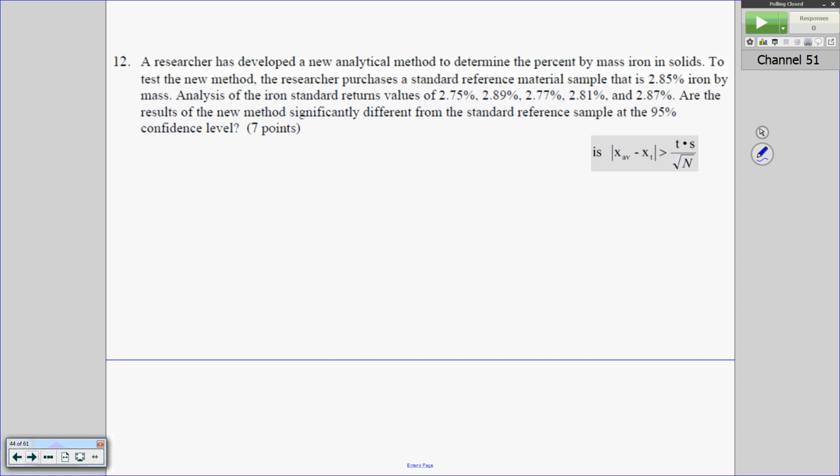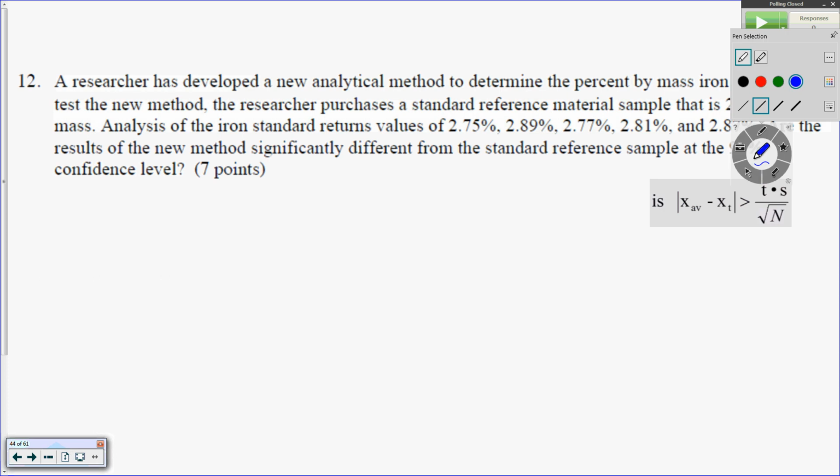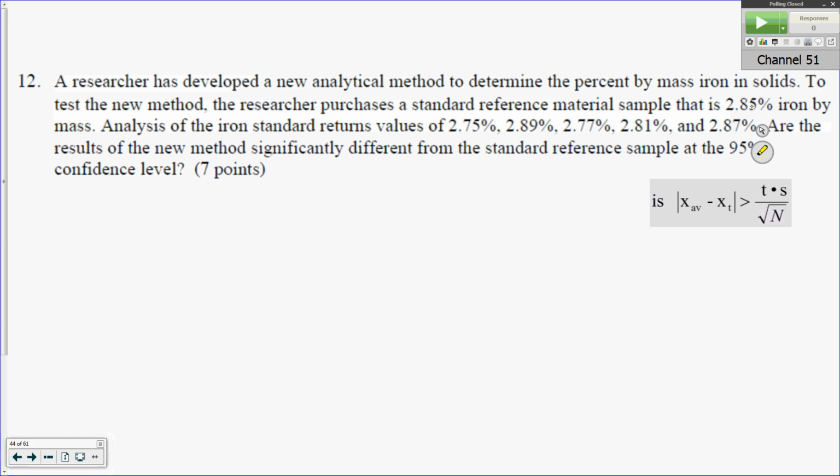So you develop an analytical method to analyze for percent iron in solids. You're trying to figure out if this method works or not. So you purchase a reference material that's got a known amount of iron in it. The true value is 2.85% iron.